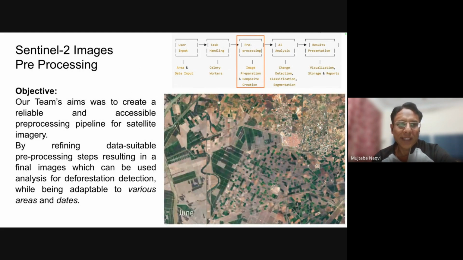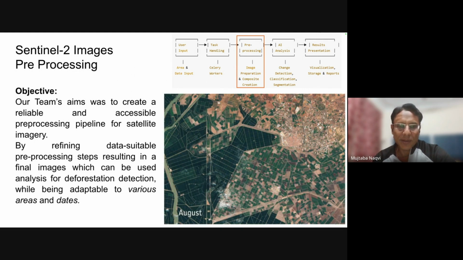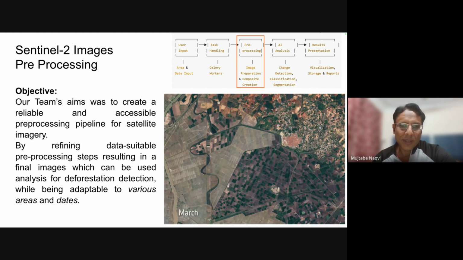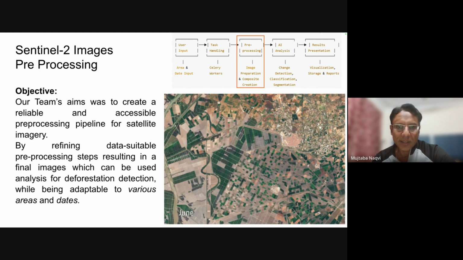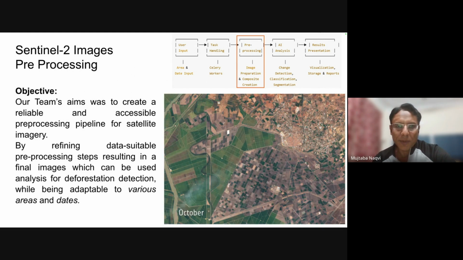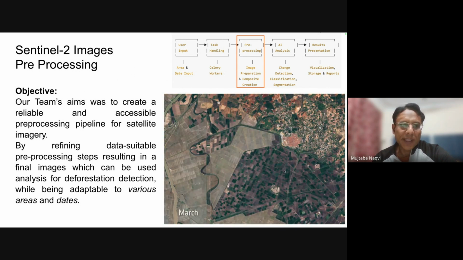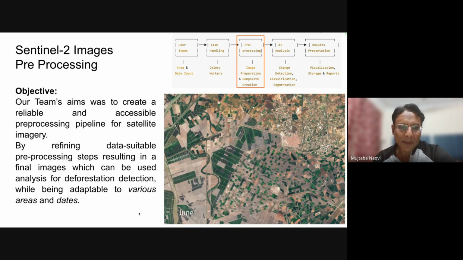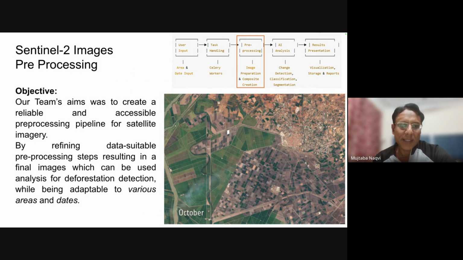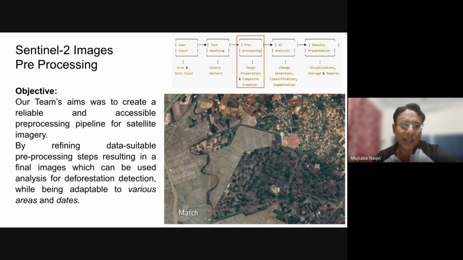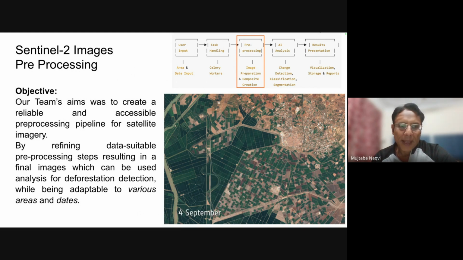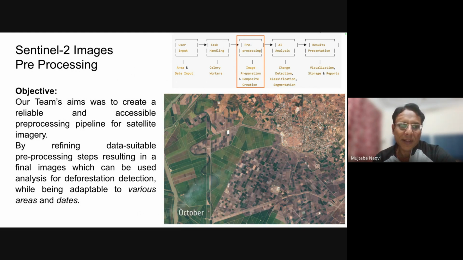So our task was to study deforestation based on two important parameters, time and also area. The overall general pipeline is given on the top in block diagrams, and our team's process is given in pre-processing. The objective of this team was to create a pipeline which can refine and access the Sentinel-2 data for the timelines provided by the user, and also the location. Different steps and challenges were involved.